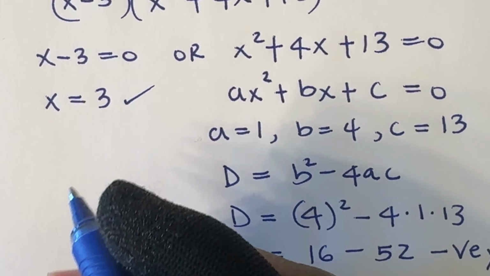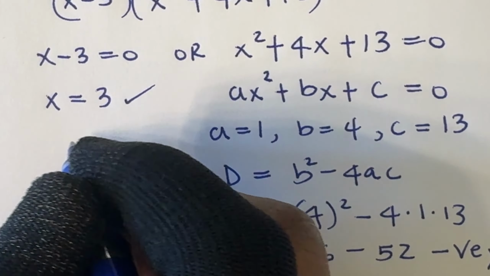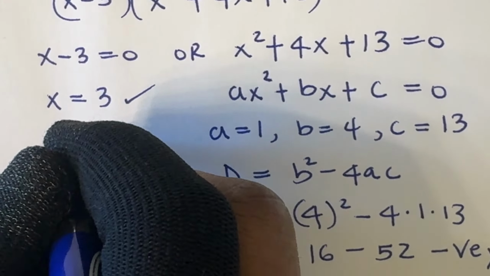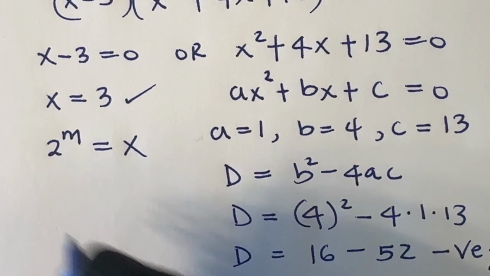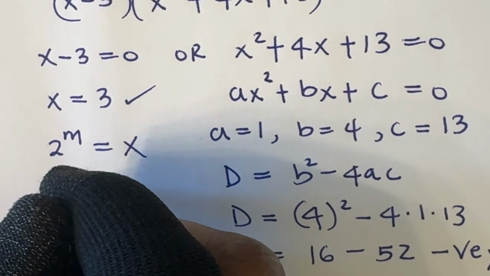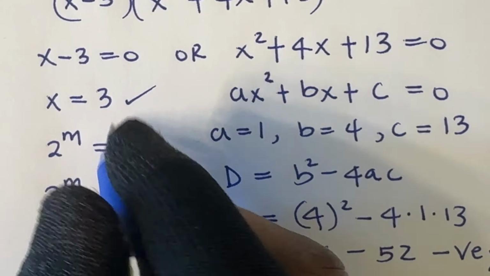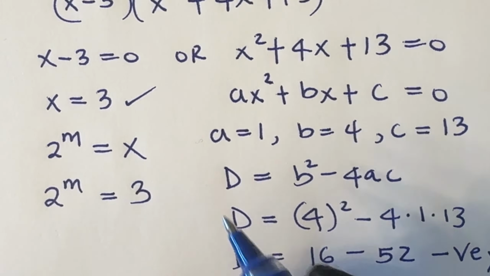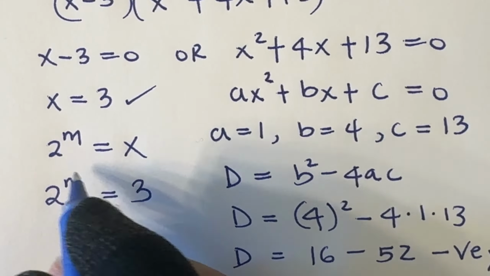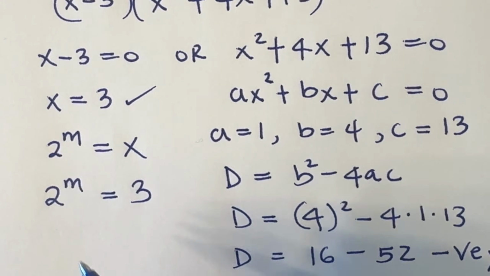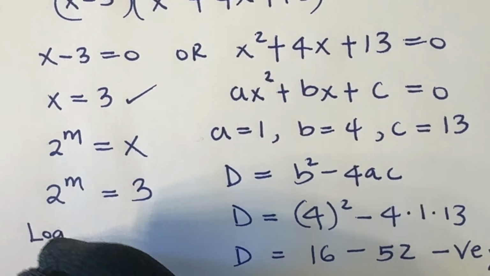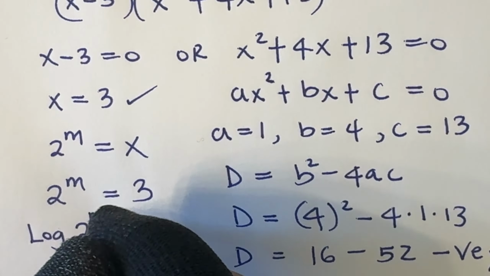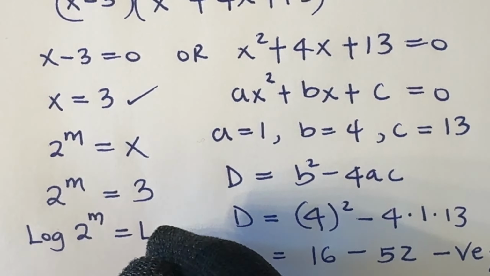Recall that we said let 2 raised to power m be represented by x. So at this point, 2 raised to power m is now equal to 3. To solve for m, which is the actual variable we are looking for, I'll take the logarithm of both sides. So I have log 2 raised to power m is equal to log 3.